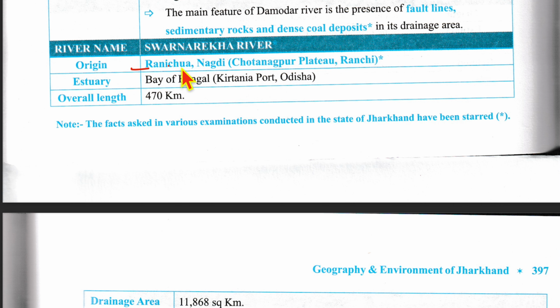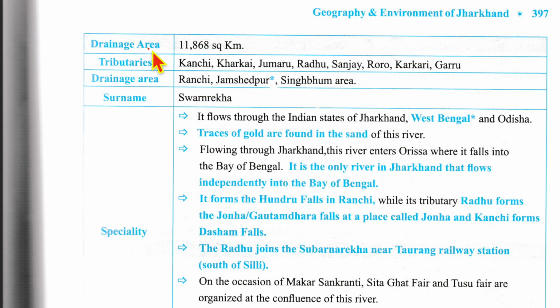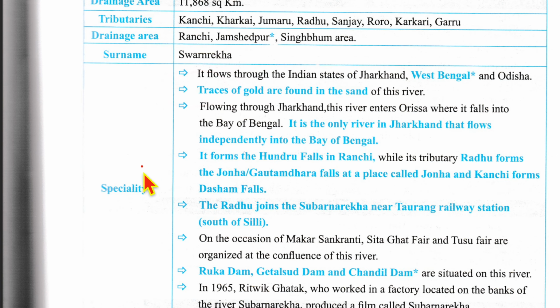Now we have the Swarnrekha River. Origin is in Rani Chua, Nagdi district, Nagdi area in the Ranchi district. It forms an estuary in the Bay of Bengal near the Kirtania port, Odisha. Overall length is 470 kilometers. Drainage area is approximately 11,868 square kilometers. Its tributaries are Kanchi, Kharkai, Jammaru, Randu, Sanjay, Roro, Karkai, Garau. Drainage area is in Ranchi, Jamshedpur, Singhbhum area. Surname is Swarnrekha.